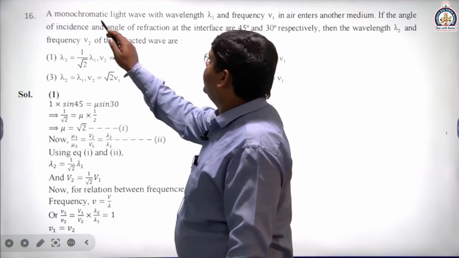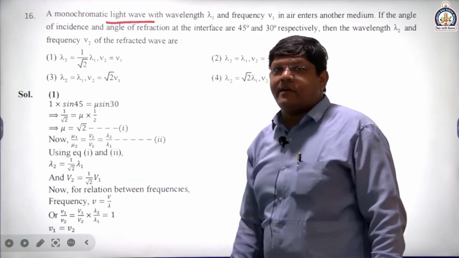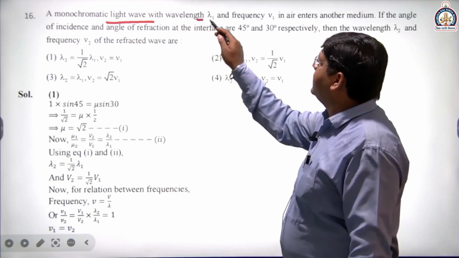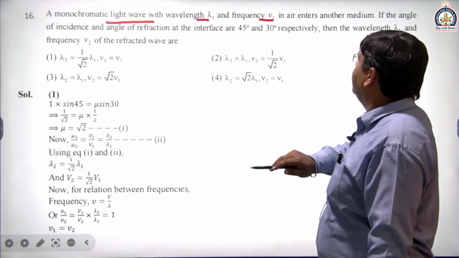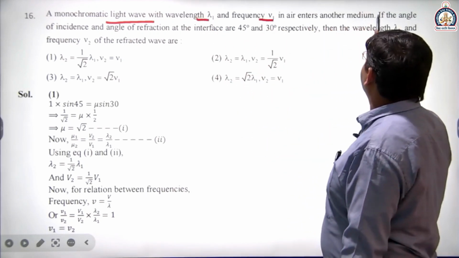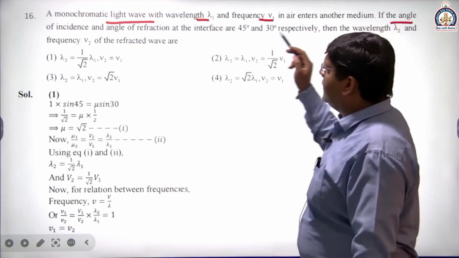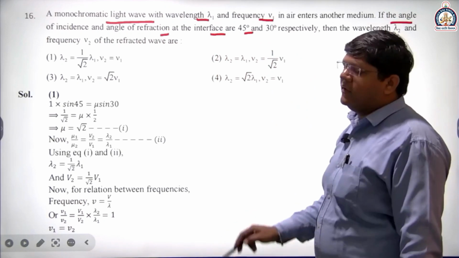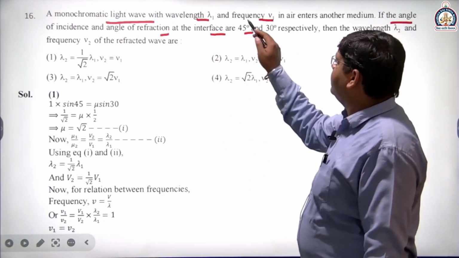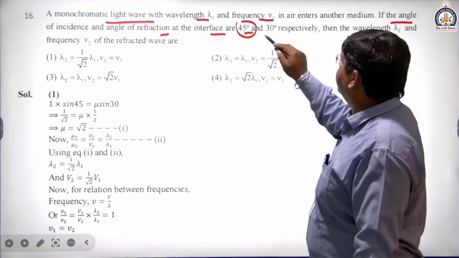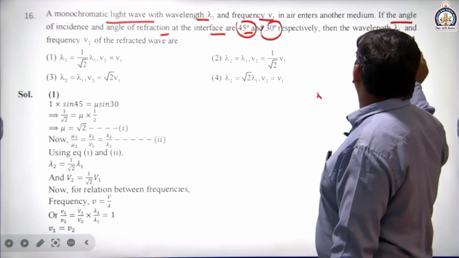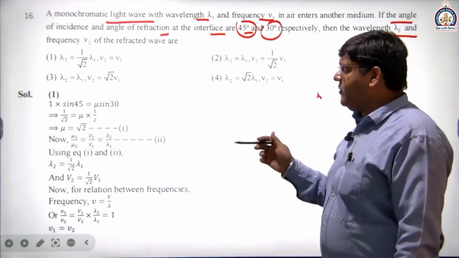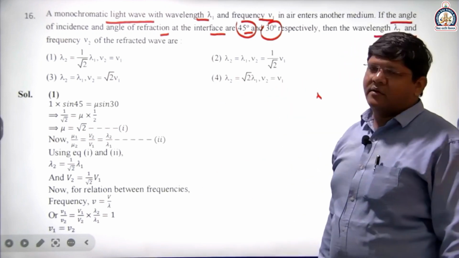A monochromatic light wave. Mono means single, chrome means color. A monochromatic light wave with a wavelength lambda 1 and frequency nu 1 in air enters another medium. If the angle of incidence is 45 degrees and the angle of refraction is 30 degrees, then find the wavelength lambda 2 and frequency nu 2 of the refracted wave. Now we have to relate the concept.